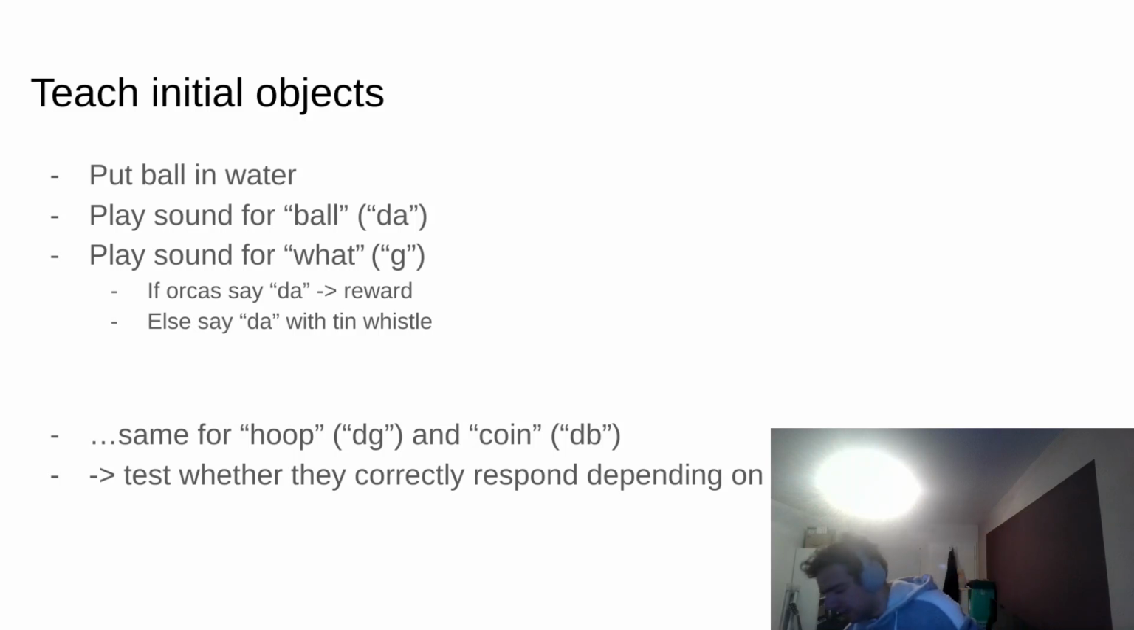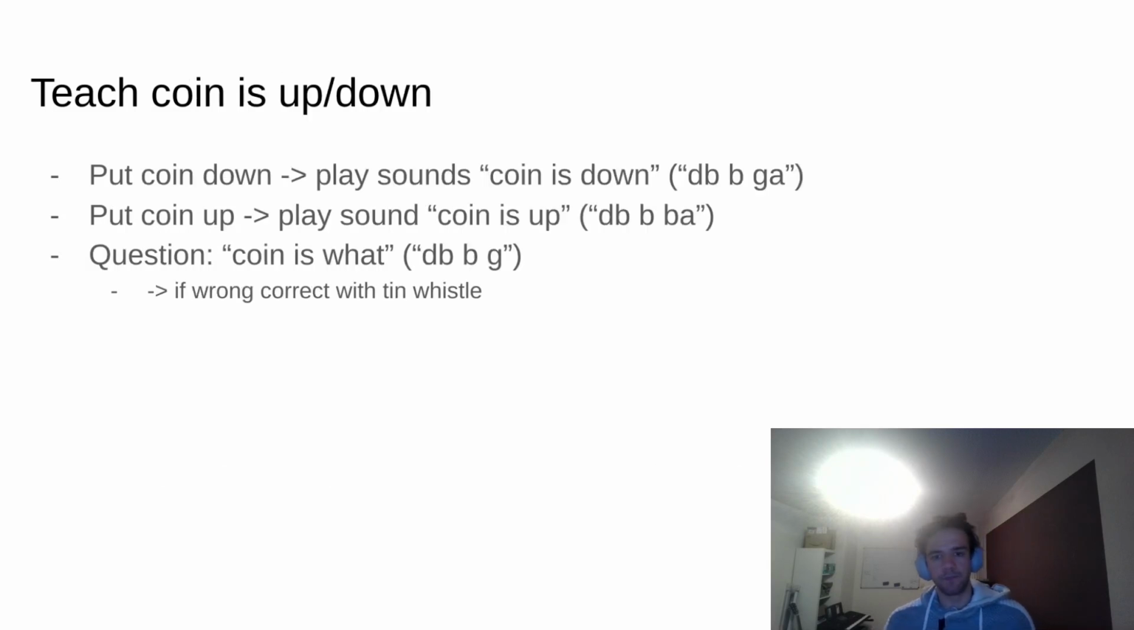And yeah, then we can of course test: when we put an object into the water and then ask the what word, which is the D tone, and then they say something, we can see whether they correctly say the right object. And if not, we always use the tin whistle to show them what the correct answer would have been.